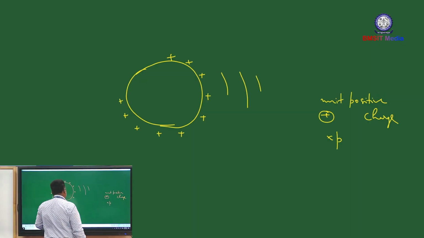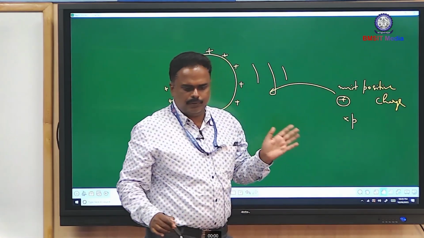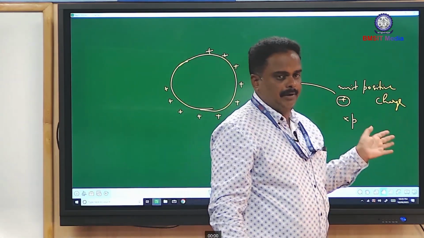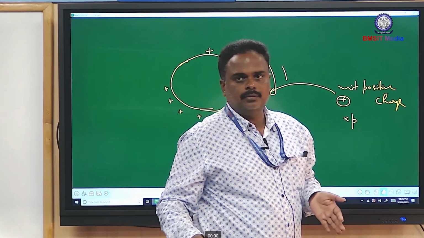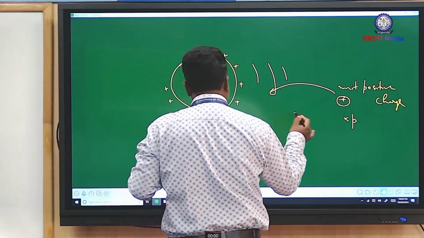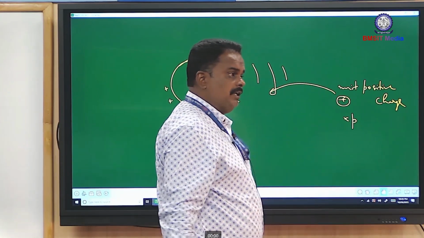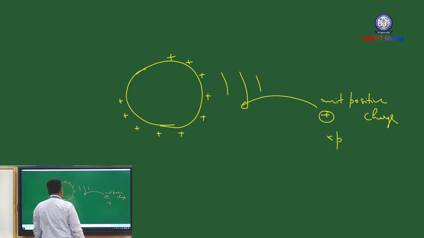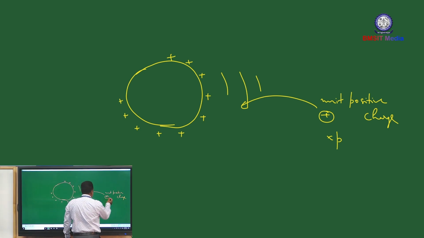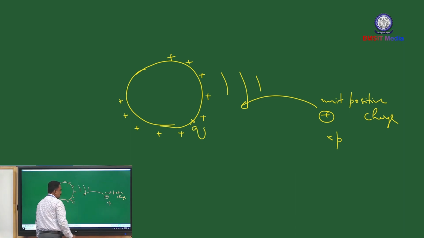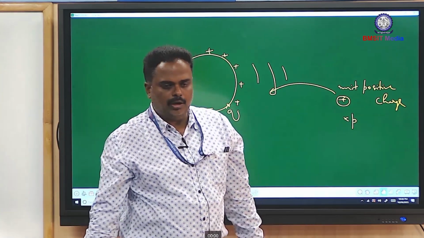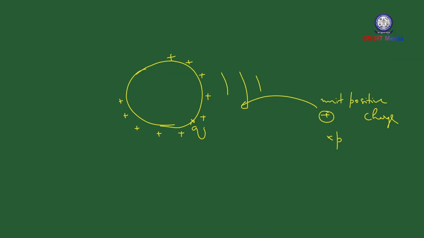If you want to move this charge, then some work has to be done, because you are moving that charge against the field. You are not moving along with the field. If you take a negative charge, then attraction will be there, and no work has to be done. If you want to move the positive charge, then some work has to be done. The amount of work done in moving a unit positive charge from a point at infinity to this point is called the electric potential at that point.